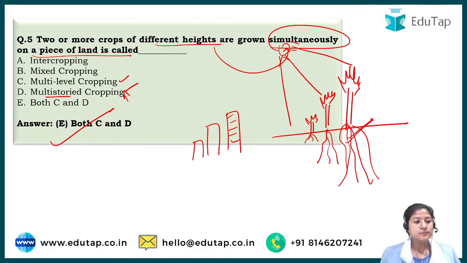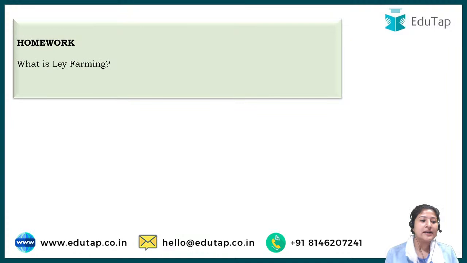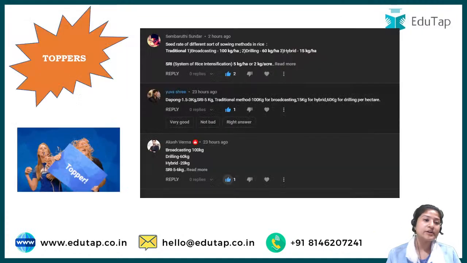All right, so that is question number 5 that we have now. So that is the homework session for you now. Now you have to tell me, see, ley farming, it is also a kind of cropping pattern or cropping system that is followed here in India, right? Not in India, but yes, everywhere else. But you have to comment down what is ley farming. I'll definitely tell every other student about the toppers who attempted that question.